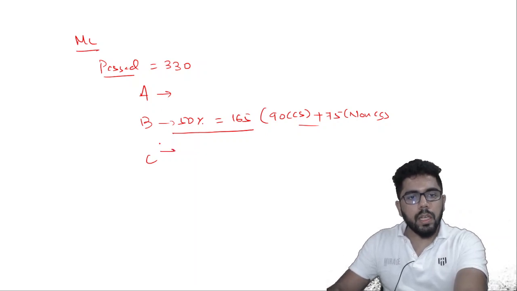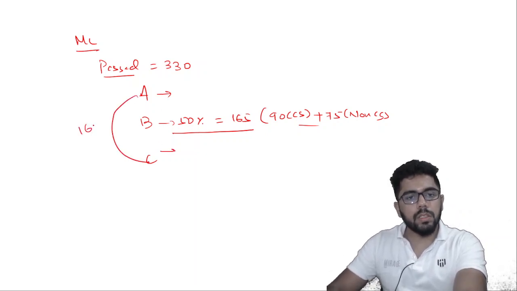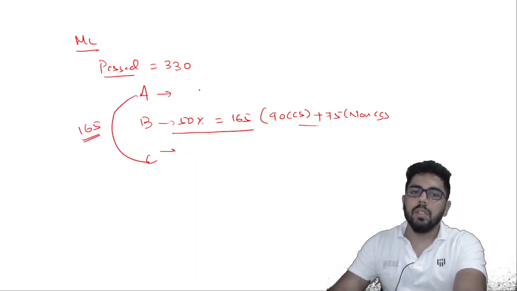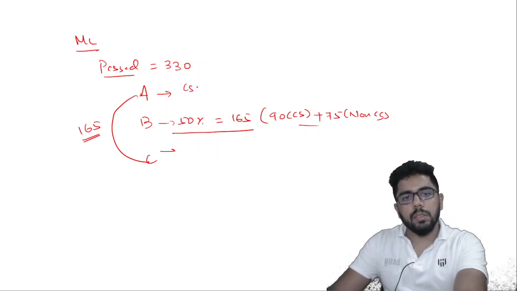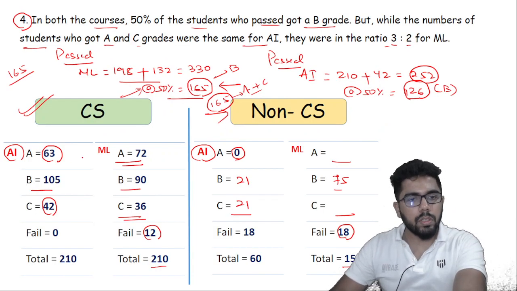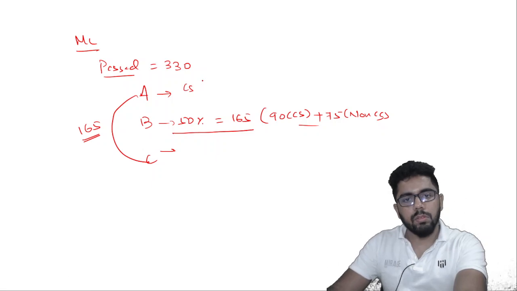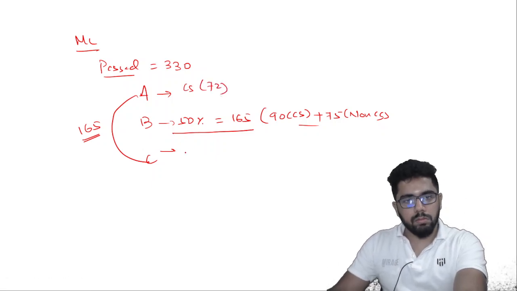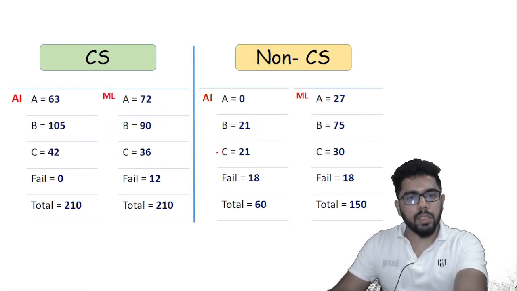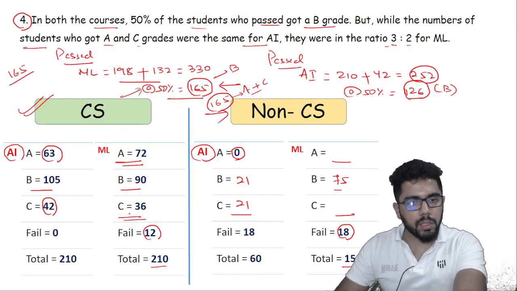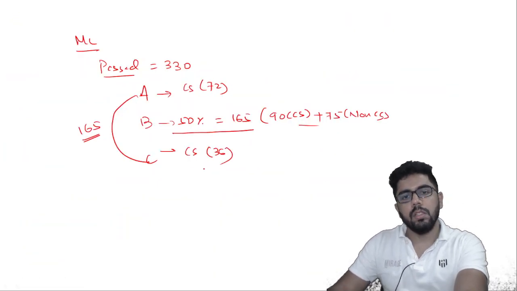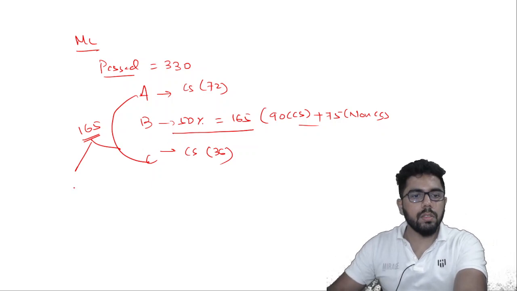So the remaining A and C should be 165, another 50%. From that, for CS department ML pass we already know it is 72, and here for CS department it is 36. So this remaining 165 is in the ratio 3:2.